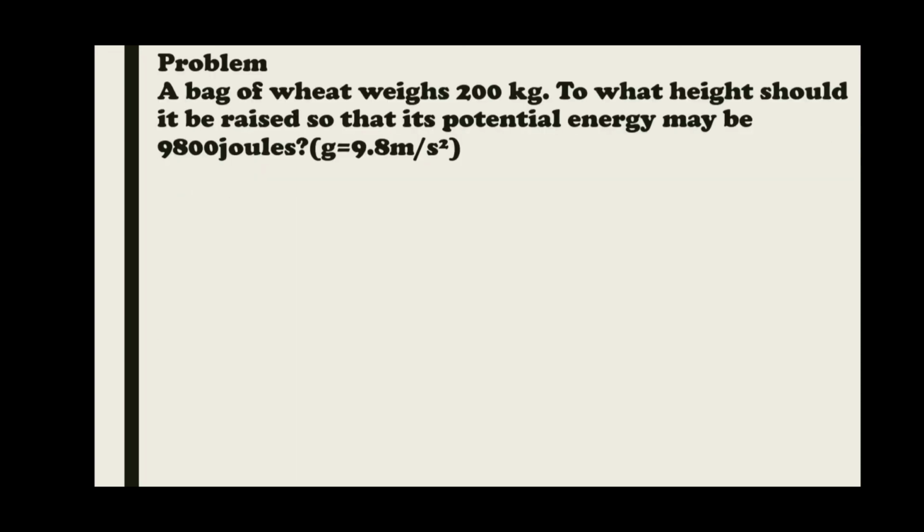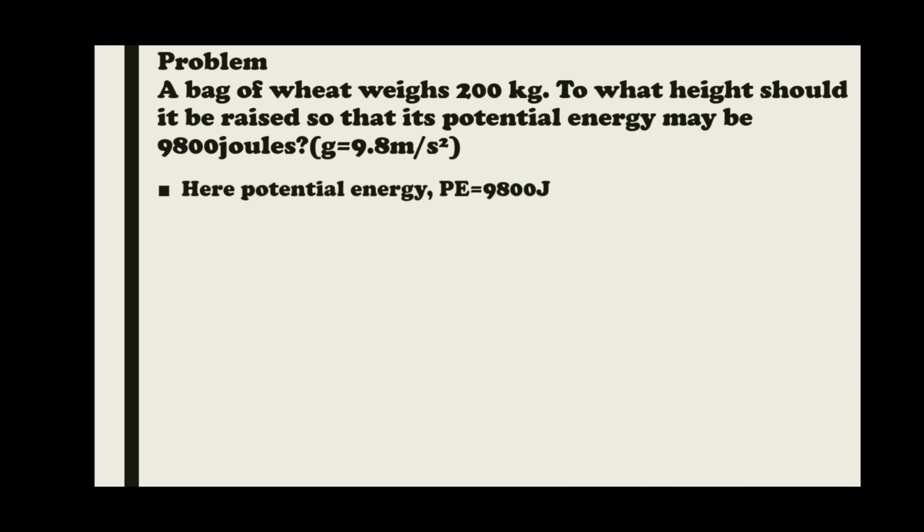Now, let us do a problem. A bag of wheat weighs 200 kg. To what height should it be raised so that its potential energy may be 9800 joules, given g equals 9.8 meters per second squared? Here potential energy is given as 9800 joules, mass is 200 kg, and g is 9.8 meters per second squared. We have to find the height h.